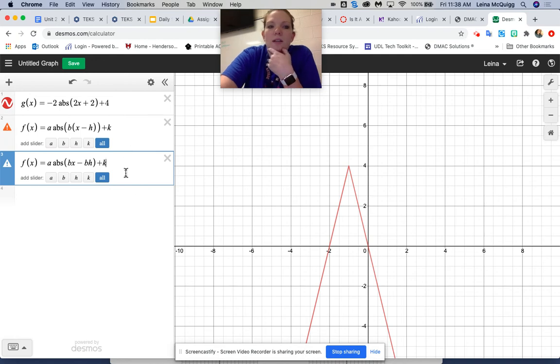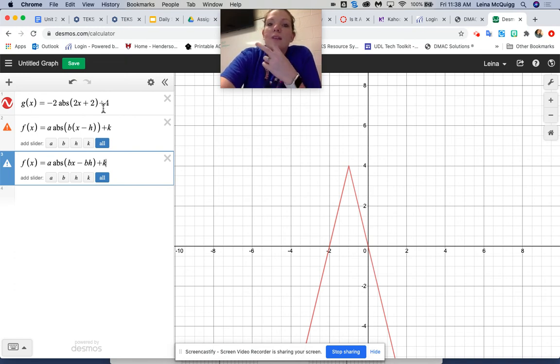So these two things are my general form. All I've done was distribute this B value into everything inside of my parentheses, inside my absolute values. And this looks more like this. I don't have parentheses in here, so it's not in my general form. I have this B value kind of distributed through.